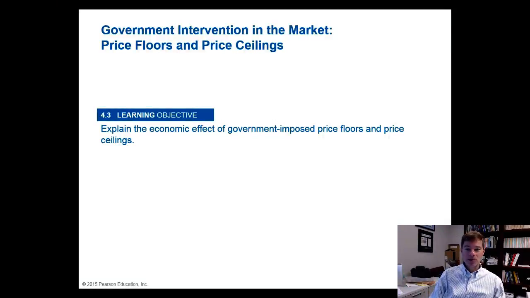We're in the middle of topic number 3 on efficiency. Today I'd like to look at the effect of price ceilings and price floors on efficiency.